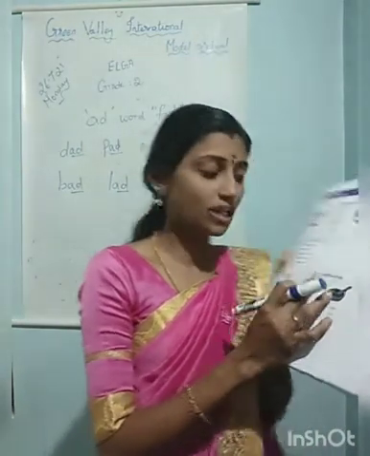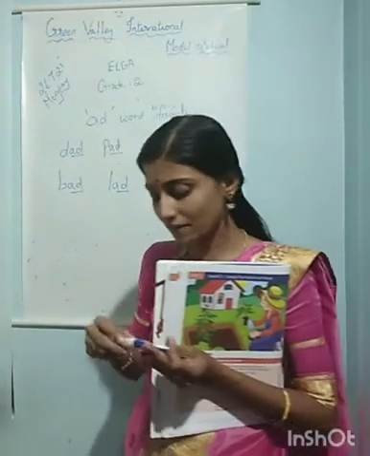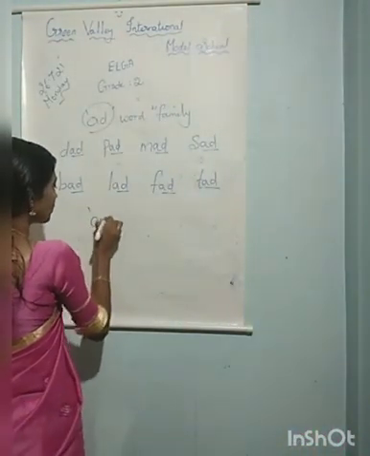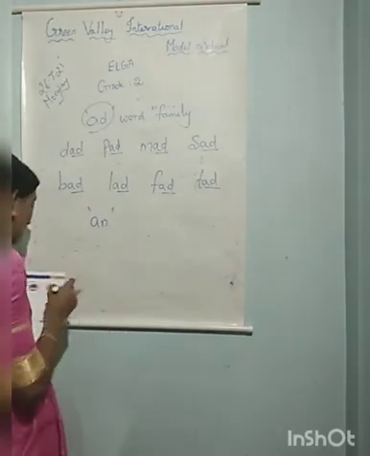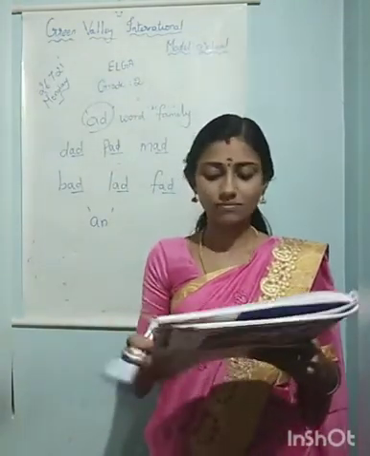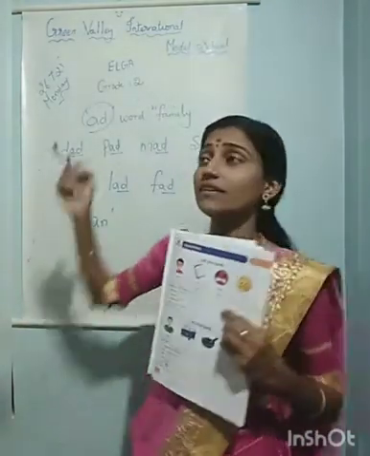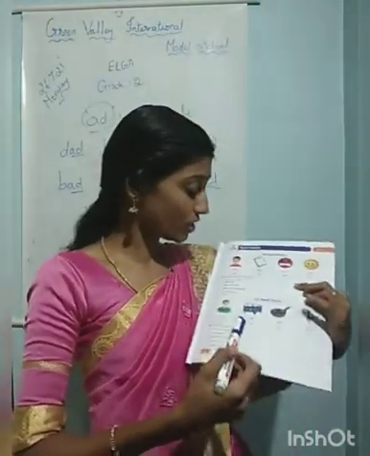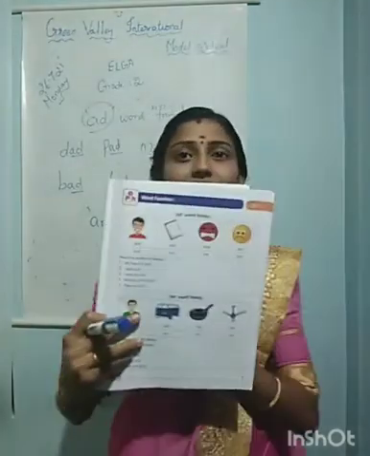Next, we are going to learn about AN word family. First we learned AD. Now we are going to learn what? Not AD. AN. Okay. AN word family. Here also the same. We learned AD, no? Here also some words we are going to learn on AN word family. Okay, children?